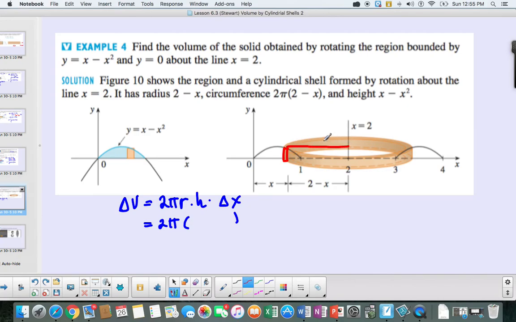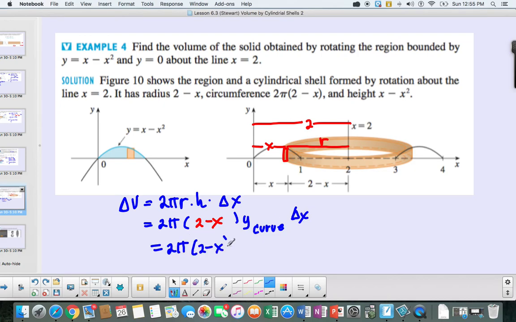This is our radius. This is what we want. We know the entire distance here is 2, and we know this distance from here to here is x, because that's what an x distance is, from the curve to the y-axis. So our representation for r will be 2 minus x. Now our height right here will be the y of the curve, and then delta x. We don't want to leave that y of the curve there, and here's what the curve is. It's x minus x squared delta x.